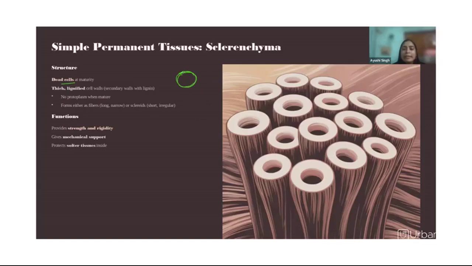That means lignin is present on the outer side of the cell. Okay, and no protoplasm when mature. So they do not have protoplasm or anything inside, and they are very rigid. Okay, so they provide strength.